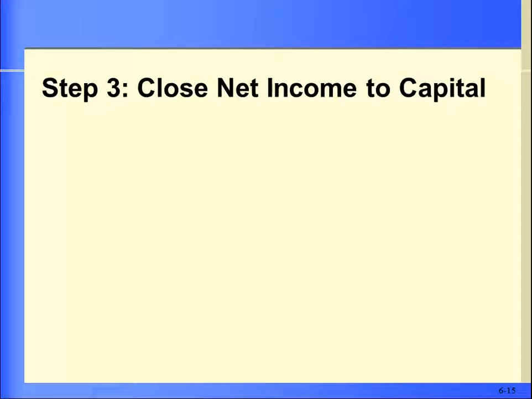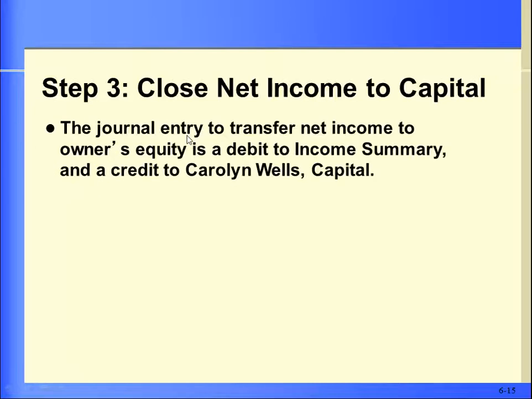So we have a third closing entry. In the beginning I had mentioned that there were 4. This third one transfers that net income to capital. So what we're going to do is basically make income summary a 0 balance, just like we did with the revenue and expense accounts.